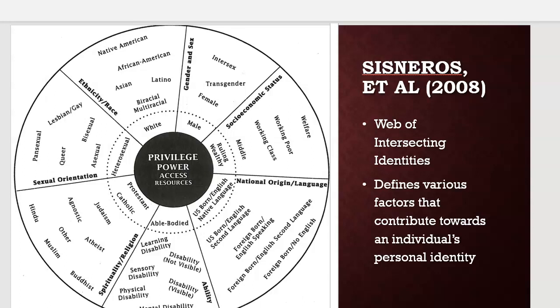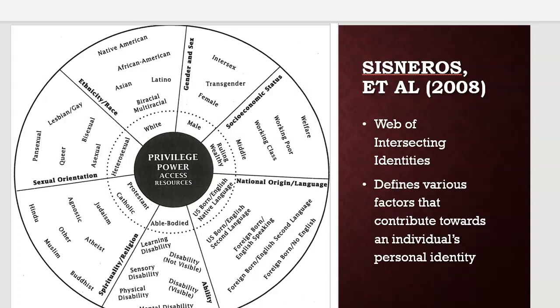So I particularly like this chart or this image that Cisneros and his colleagues first introduced in 2008. And it's a web of intersecting identities. And I really like the metaphor of a web. If you think about a spider web, you think of the ways that it's interconnected. A spider web is not linear, but rather it's intersecting lines, and using that metaphor to display and depict the intersecting identities of individual lives. So this image defines the various factors that contribute towards an individual's personal identity of intersectionality.